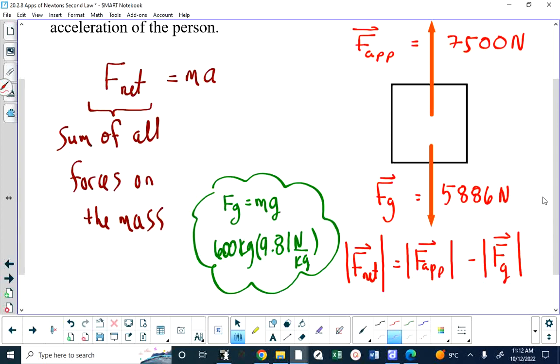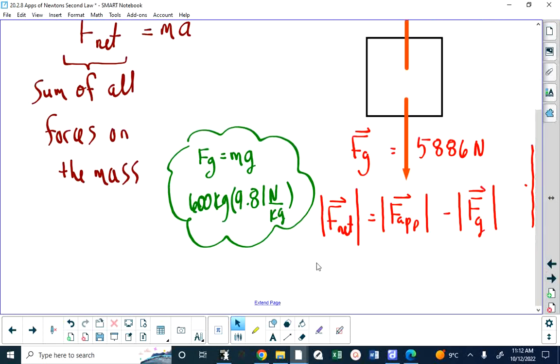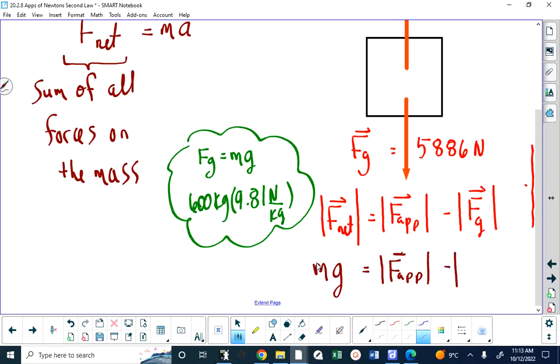You cannot solve a problem like this unless you see that diagram, either in your head or on paper. It's not just a matter of F equals ma, it's F net equals ma. Then what we would do is you would say ma equals, well, the magnitude of the applied force up minus the magnitude of the force due to gravity.